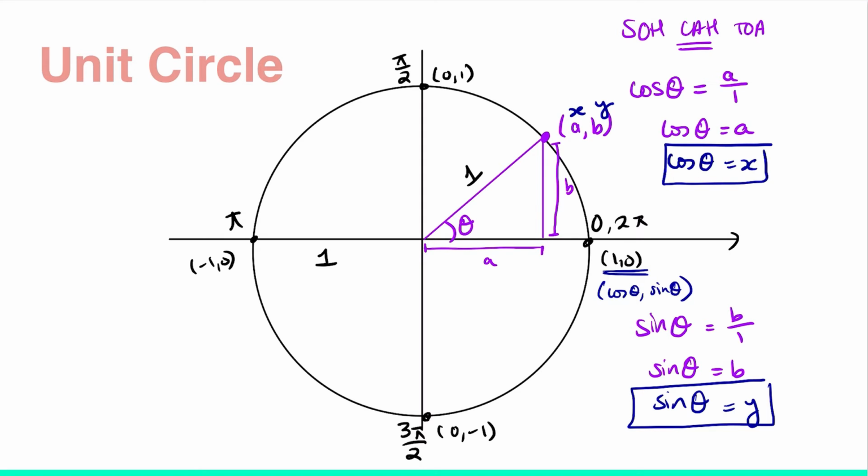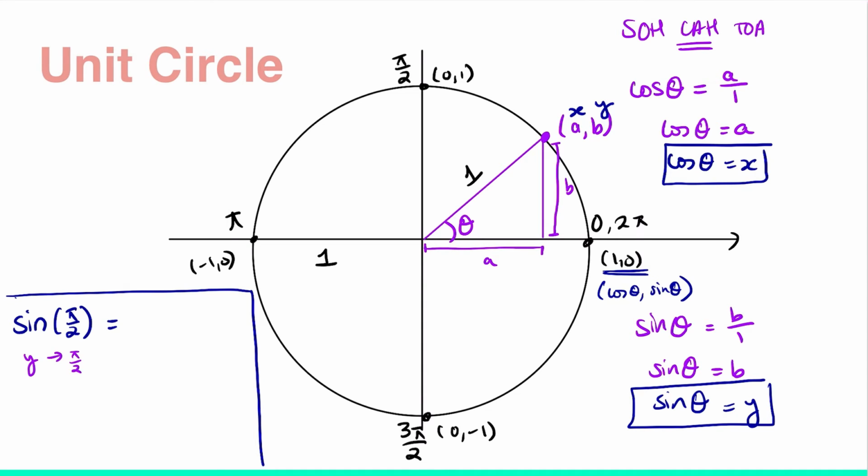What does that mean in terms of my unit circle? Well, I can now find different angles. So for example, if I draw up over here, if I want to find out what is the sine value at pi on 2, what this is trying to tell me is what is the y value at the point of pi on 2.